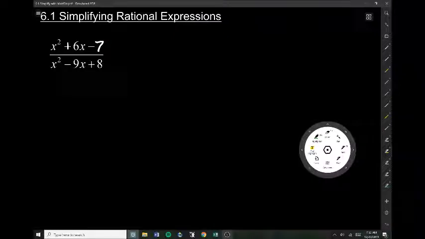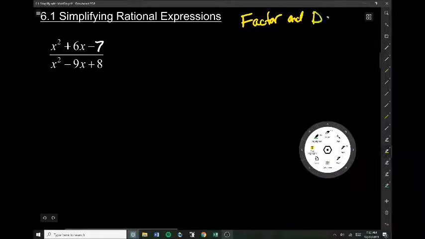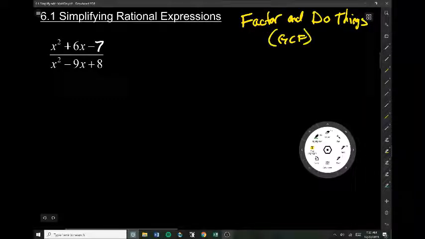First lesson is on simplifying rational expressions. I often call this chapter factor and do things, because that's what ends up happening. We factor, and then we do things with the factors. Remember, whenever you're factoring, to look for a greatest common factor first. This has no greatest common factor, so I can't pull one out.